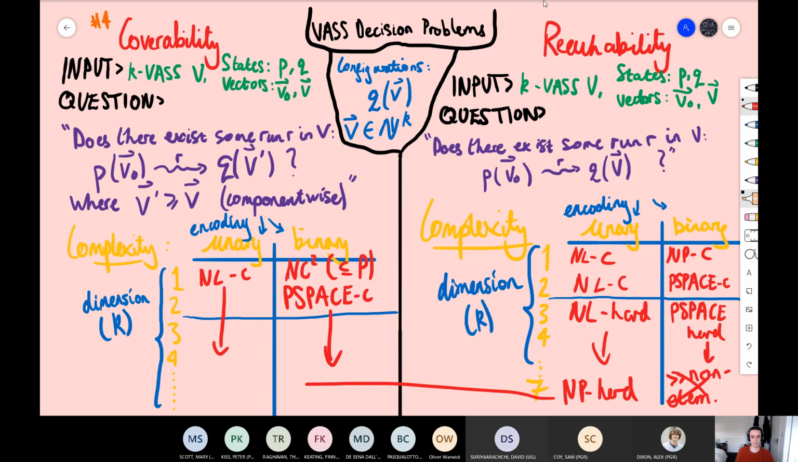Thank you, Marcel. And you can see that coverability in the unary setting is already a bit easier than in the reachability world, because we get NP hardness at dimension 7 onwards, whereas in the coverability setting, we stay in NL. So in some cases, maybe coverability is as easy or as hard as reachability, but in most, if not all cases, coverability is inherently easier.